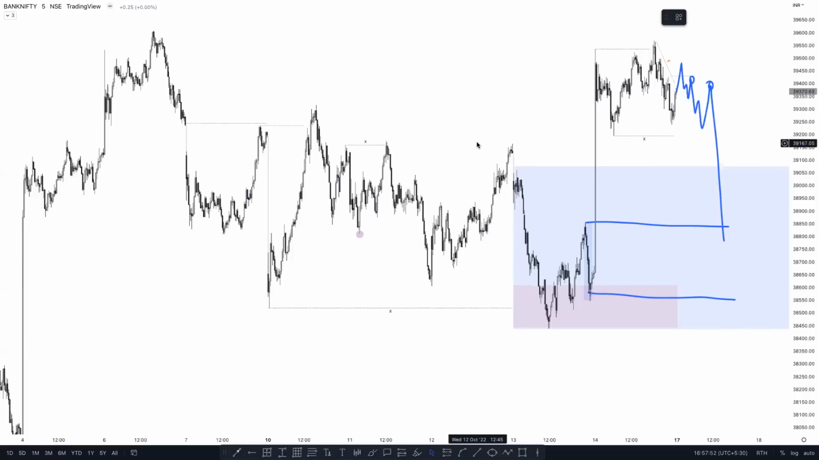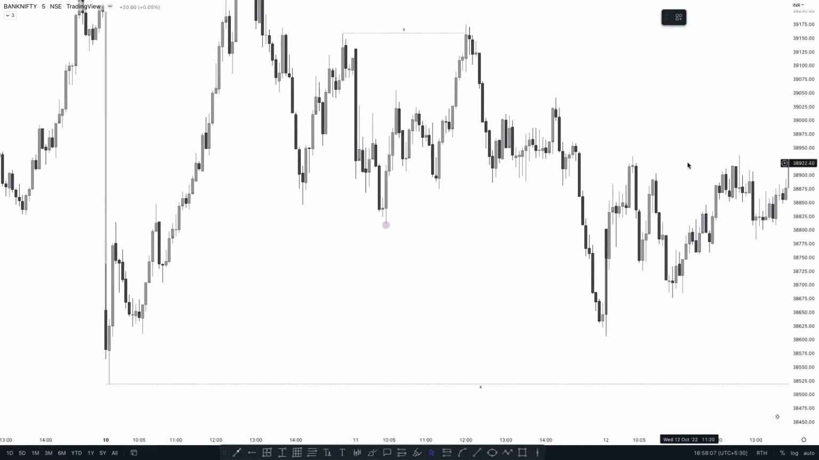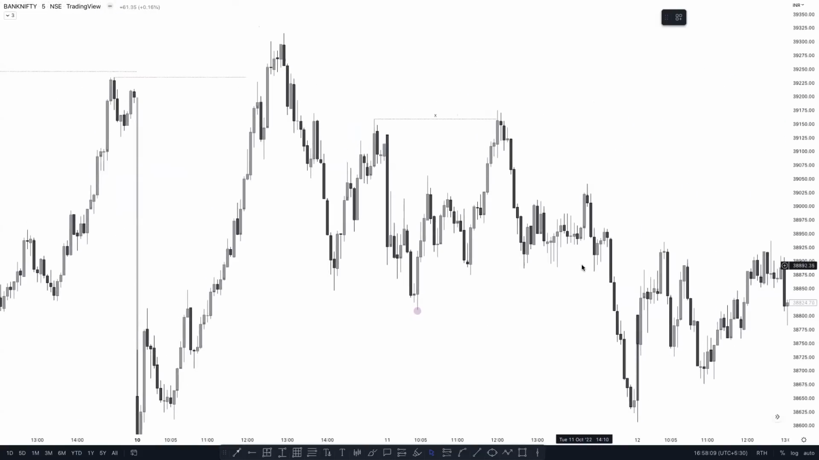What is the difference between mitigation, liquidity, and the other things? Mitigation means when an order block is mitigated by the next candle, meaning a pullback. Imbalance is the gap between two candlesticks. Like this candle's low and this candle's high, this gap is the imbalance.